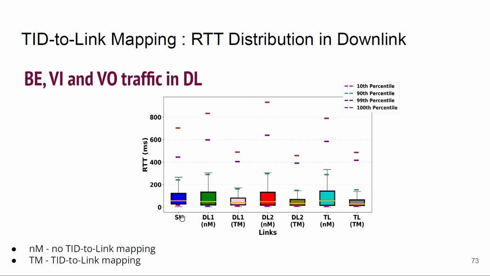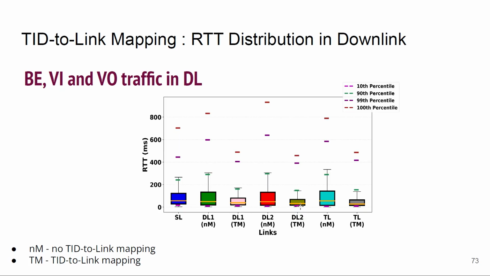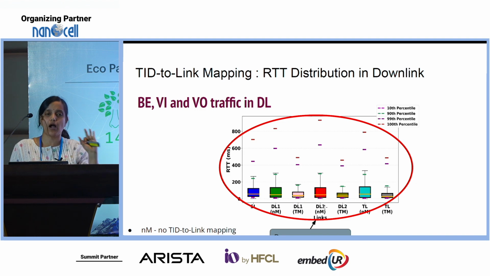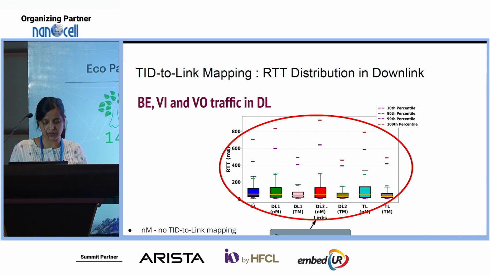For this RTT graph: single link, double link no mapping, double link mapping, double link 2 no mapping, double link 2 mapping, triple link no mapping, triple link mapping. If you compare no mapping with mapping, you can see that the boxes have reduced. The latencies have reduced. And compared to single link also, it does not solve the problem completely, but we see to some extent the latency has decreased.